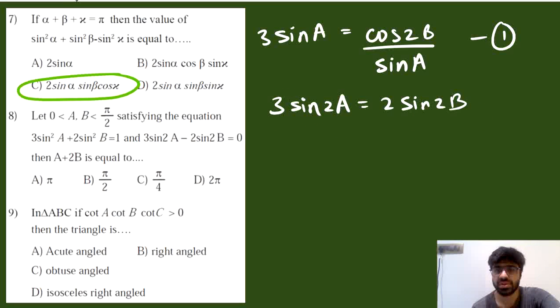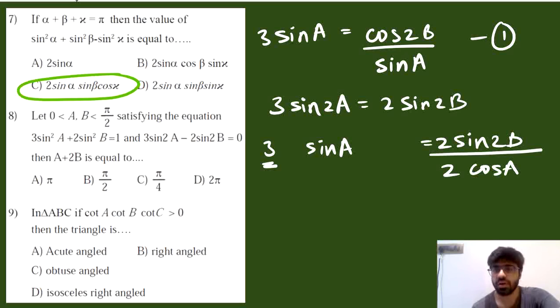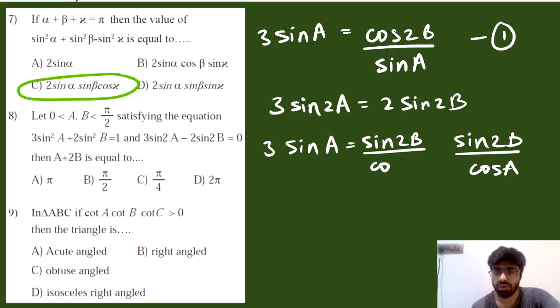This can be written as 2 times sin A cos A equal to 2 times sin 2B. Let that 3 and sin A remain on the left. 2 and cos A, take them on the right in the denominator. So we will have 3 sin A as 2 sin B upon 2 cos A. 2 and 2 get cancelled. So we have 3 sin A equal to sin 2B upon cos A. Let's write it properly. 3 sin A is equal to sin 2B upon cos A, and let's mark it as the second equation.